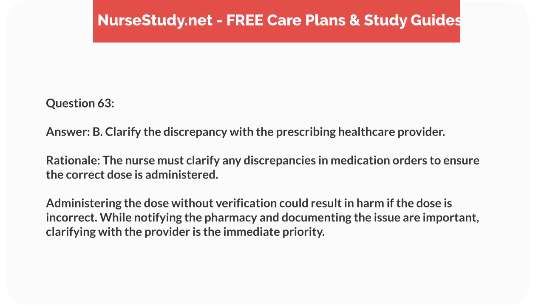Answer B. Clarify the discrepancy with the prescribing healthcare provider. Rationale: the nurse must clarify any discrepancies in medication orders to ensure the correct dose is administered. Administering the dose without verification could result in harm if the dose is incorrect. While notifying the pharmacy and documenting the issue are important, clarifying with the provider is the immediate priority.